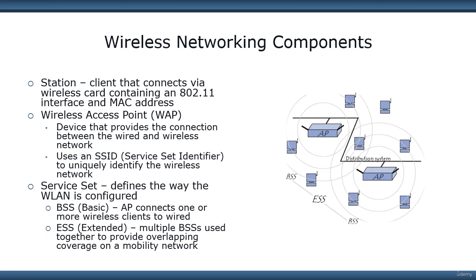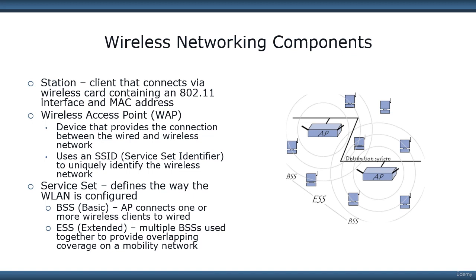They're connected to the wireless access point. That's the device that provides the connection between the wired and wireless network. Wireless access points use what's called an SSID, or service set identifier, which is just a name that uniquely identifies that wireless network. So when you and I click to connect to a wireless network, we will see the SSIDs in our general vicinity. We'll be able to choose one and then make an attempt to connect. Now, in business settings, you can have a service set. This defines the way the wireless LAN is configured.